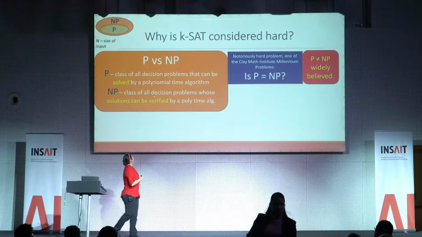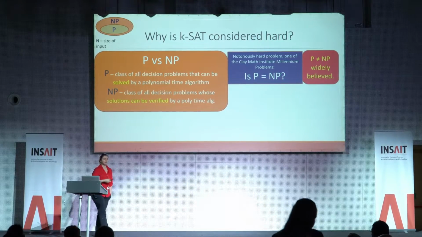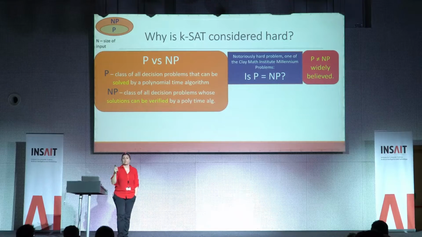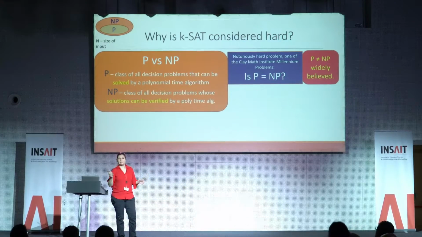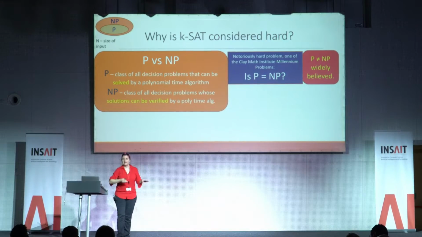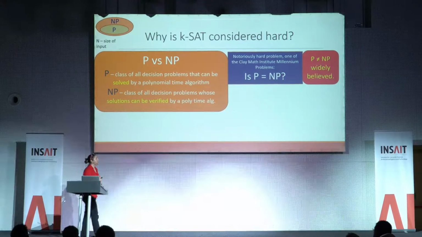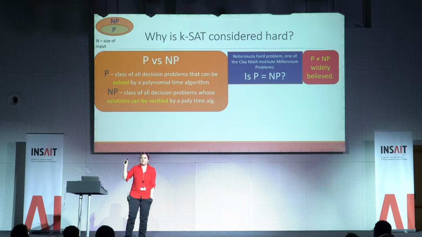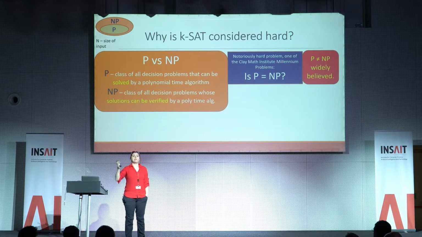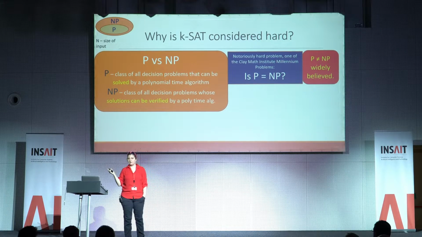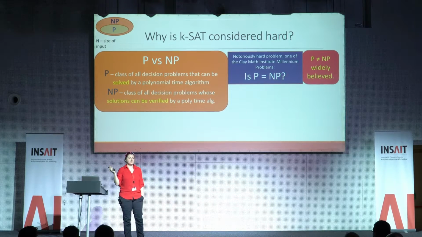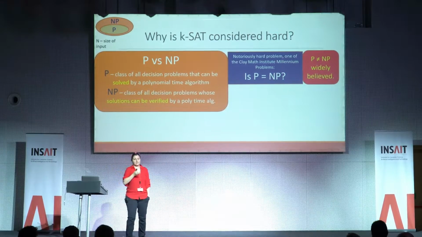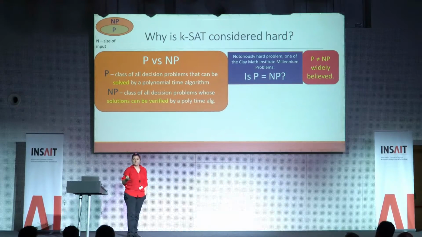What is that? P are all these problems that have algorithms that are polynomial, like n to the 10, n to the 100. There's a lot of these problems. And NP are those problems for which, given a solution, you can verify that it's a correct solution quickly. But just because you can verify a given solution doesn't mean you can find one quickly. So this is why we don't know whether P equals NP.